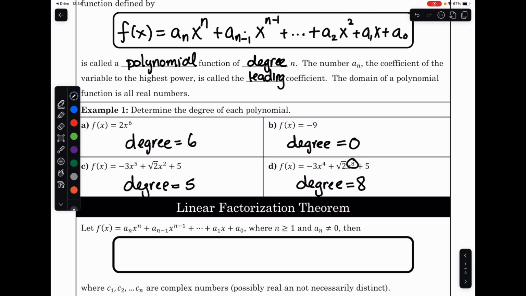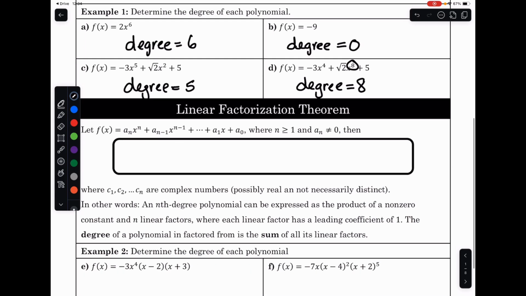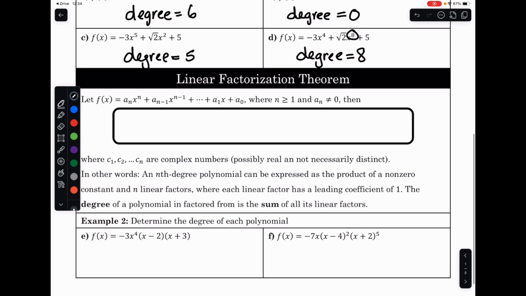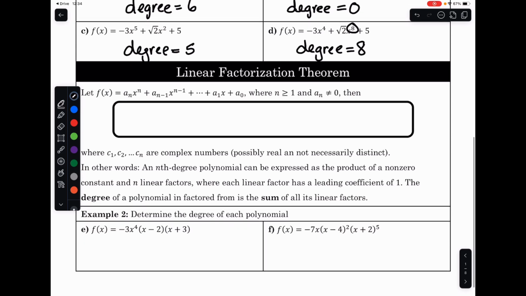Now, what if it's in factored form? Well, since a polynomial can be written as linear factors, there's a theorem called the linear factorization theorem that states if we have a polynomial in our standard form, where n is bigger than or equal to 1, and this leading coefficient is not 0, then every polynomial can be written as the product of linear factors.